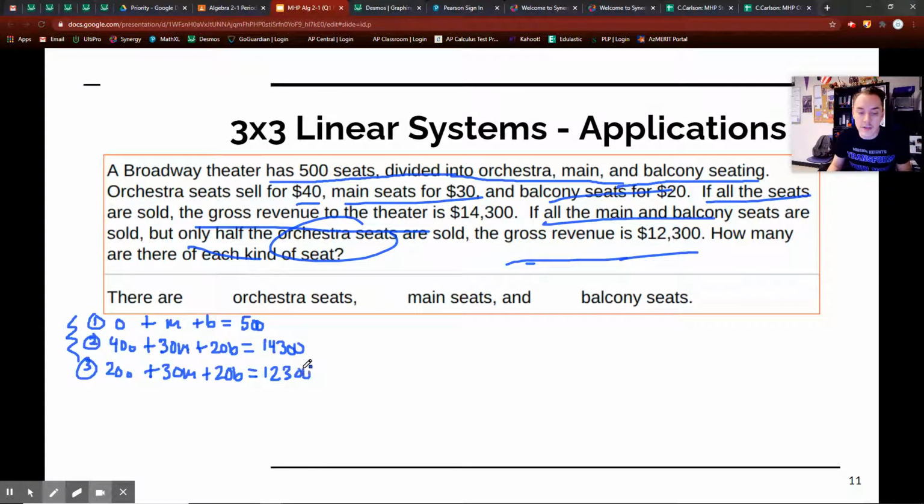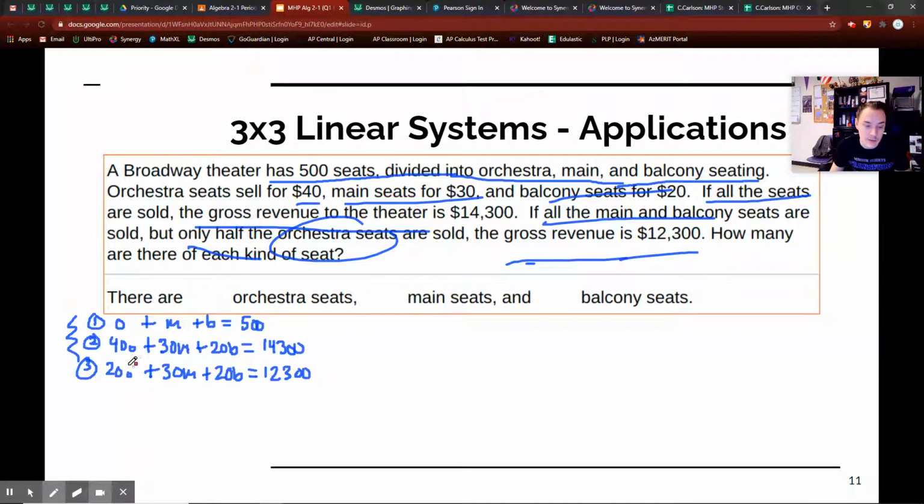Specifically 12,300. So now I have this. Now what do I do? How can I try to find a bonus? Is there a bonus at all? And in fact, there is. Okay, there is a bonus, and it is M and B.